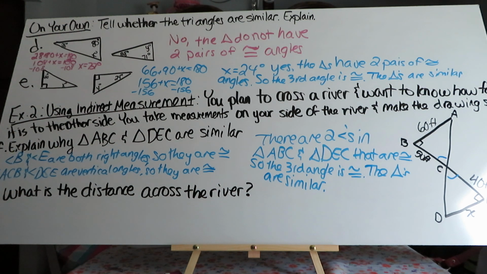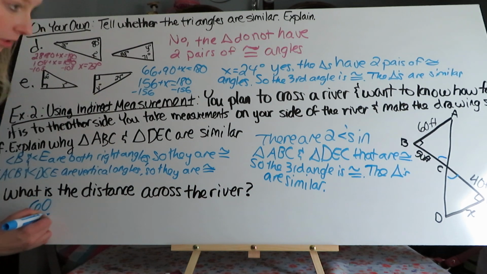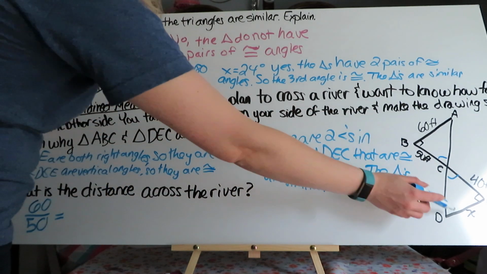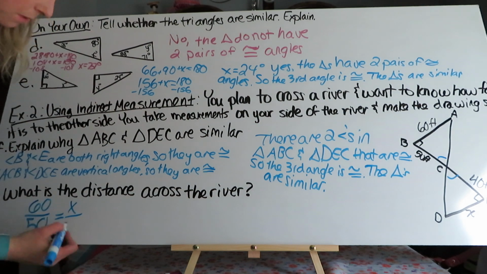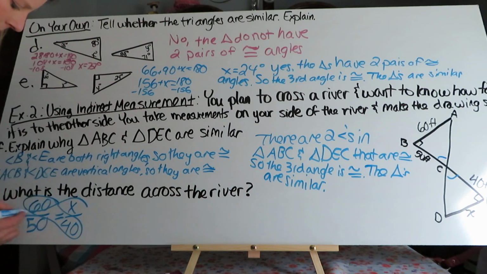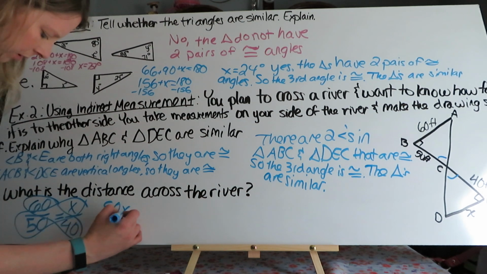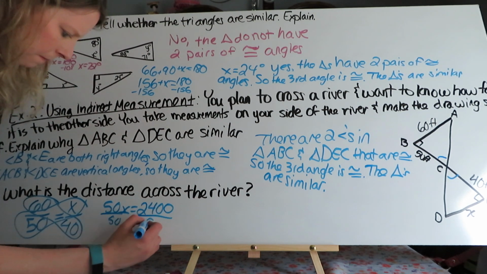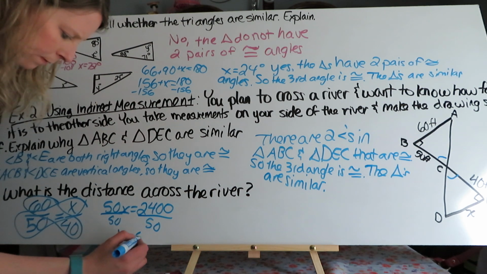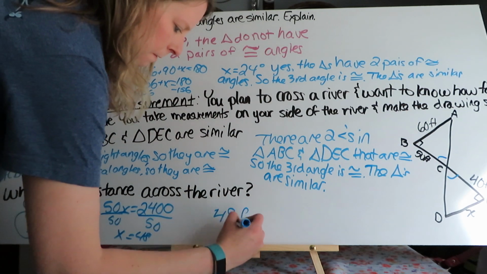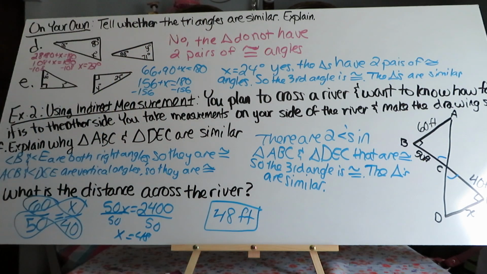So what is the distance across the river? We're going to set up a proportion. So let's go with 60 divided by 50, and that equals, well, my 60 is going to mimic my X, so that equals x divided by 40, since my 50 mimics the 40. Then I'm going to cross multiply. We got 50x equals 2,400. Divide both sides by 50. You're going to get that x equals 48. So what's the distance across the river? 48 feet. All right, great job.